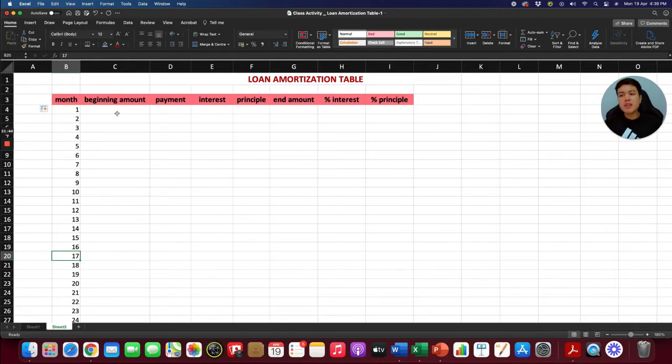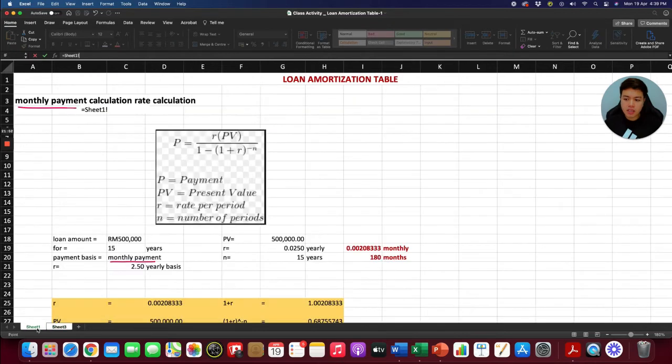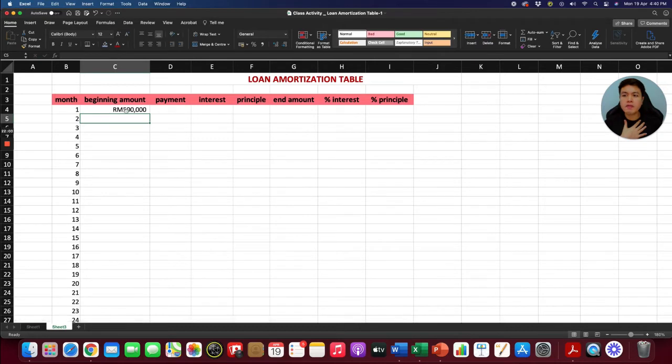So the beginning amount, remember class, this is your original loan amount, all right? So use the equal sign. You can go to the different sheet, and click on the loan amount, 500,000 ringgit here. So this is the beginning amount, right? The original loan amount, click and then press enter. There you go, you get 500,000 ringgit. What about the payment? The payment, all right?